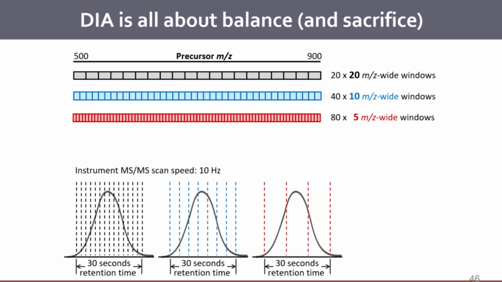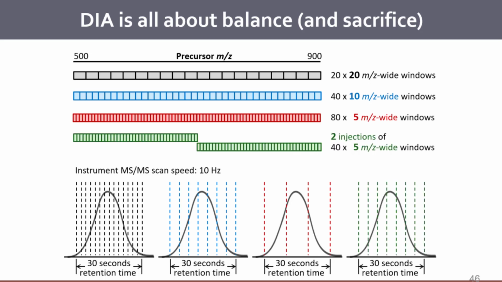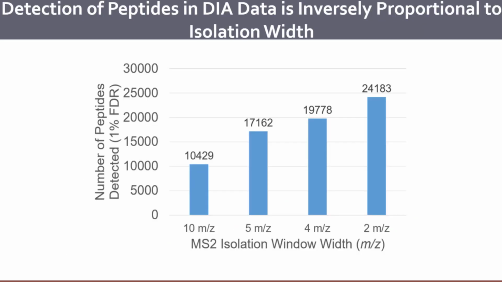Brian kind of already discussed a lot of this. There are three things that get affected. For a given instrument speed, you affect the cycle time, you affect the mass range, or you affect the isolation width, or you affect the throughput. So you can make multiple injections with narrow isolation windows. Narrow isolation windows are better.